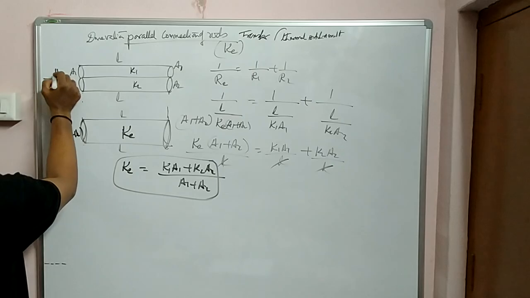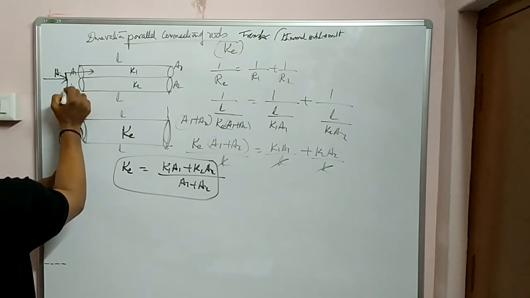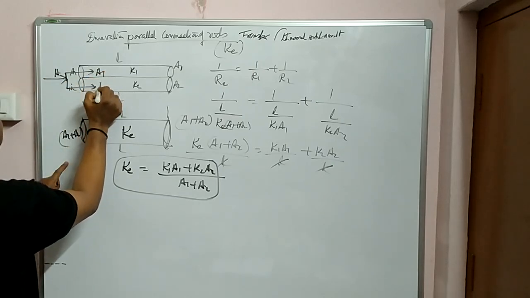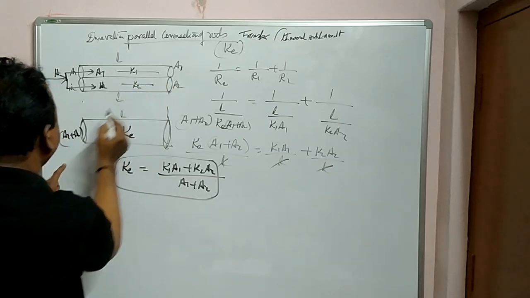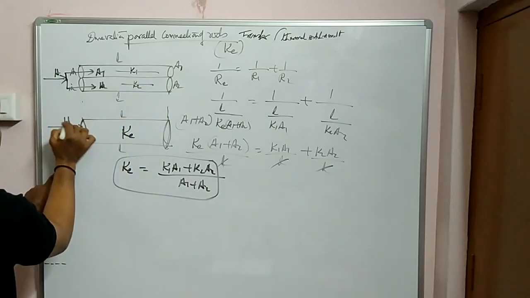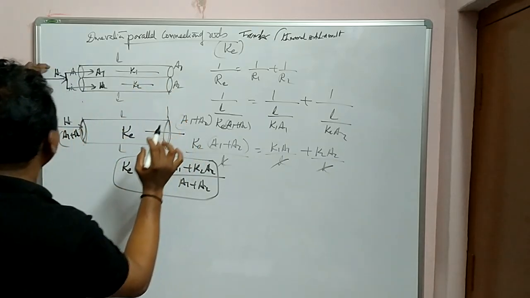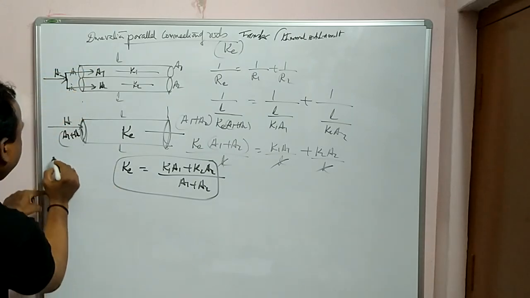In parallel, whatever heat is going is distributed as H1 and H2, and here whatever heat is given same is going. Here heat H is given as H1, H2, so what is H?